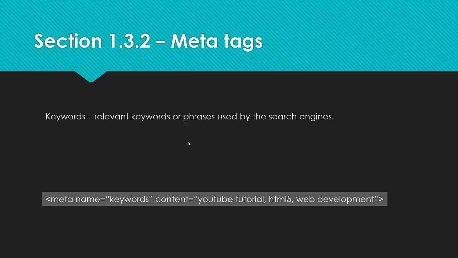So keywords, which is pretty much the most important meta tag to most people. These are the relevant keywords or phrases that are used by search engines. So when Google comes to your page, it crawls it. So it goes through each line, checks it, looks for different parts, and this is one of the first things it's going to look for.